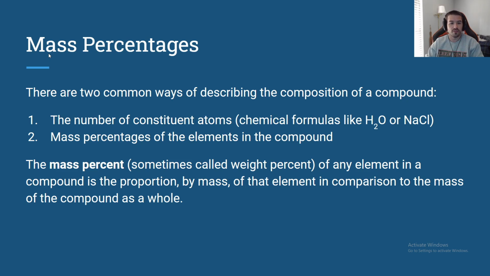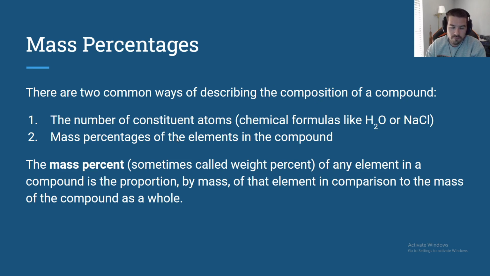So, mass percentages. There are two common ways of describing the composition of a compound. Okay, the way that we're all familiar with is just knowing the number of the constituent atoms. So this is just like having a chemical formula, right? Like H2O or NaCl. This chemical formula here tells us that water is made of 2 hydrogens and 1 oxygen. This chemical formula here tells us that sodium chloride is made of 1 sodium, 1 chlorine. So that's the first way.